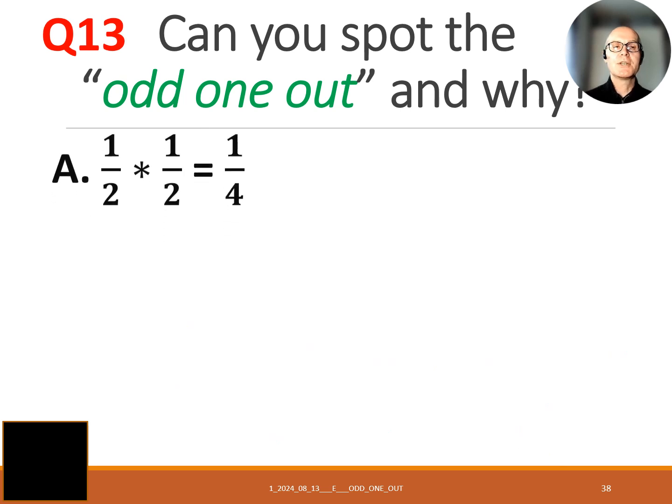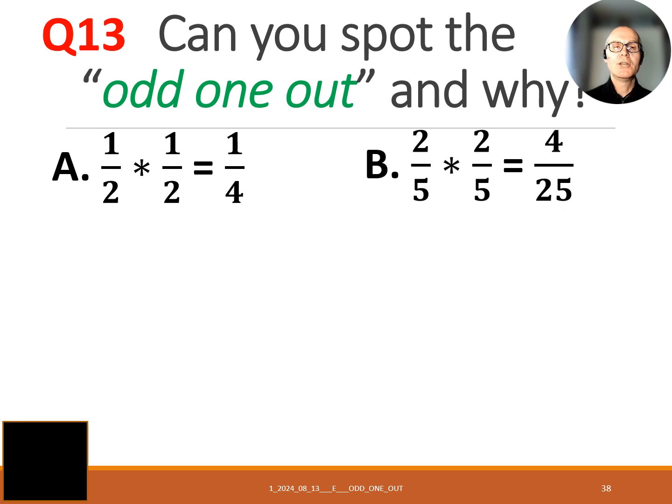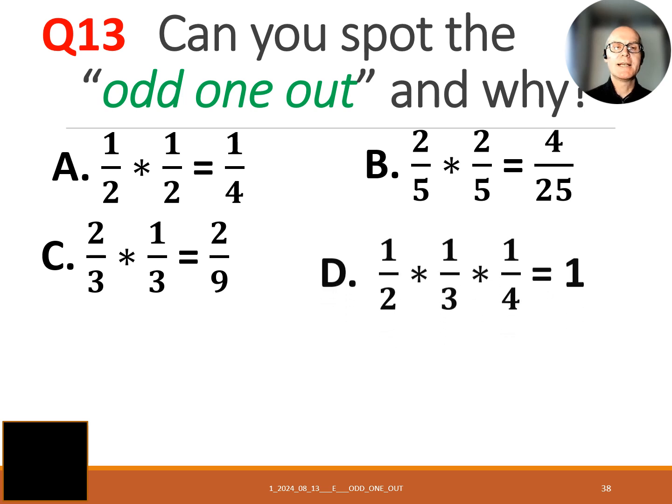Question 13. A half times a half equals a quarter. 2/5 times 2/5 equals 4/25. 2/3 times 1/3 equals 2/9. And a half times a third times a quarter equals 1. What was the odd one out from these four multiplication sums involving fractions?